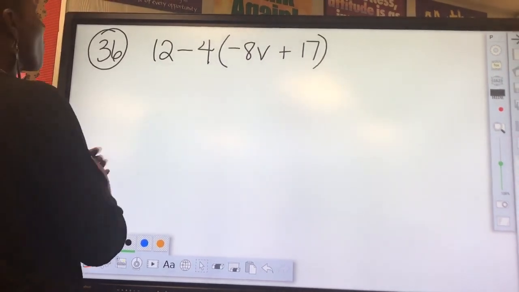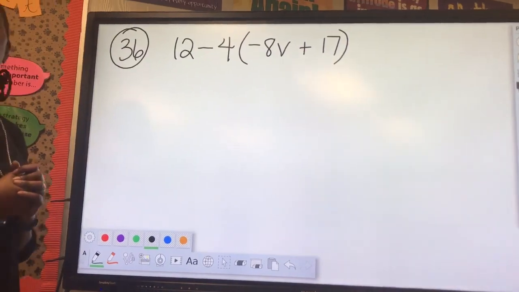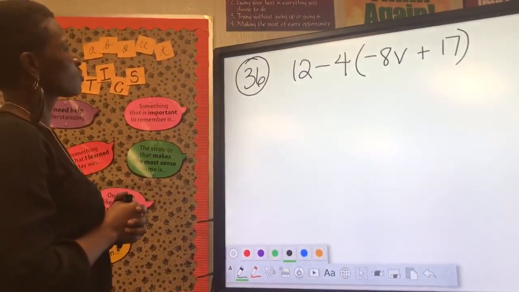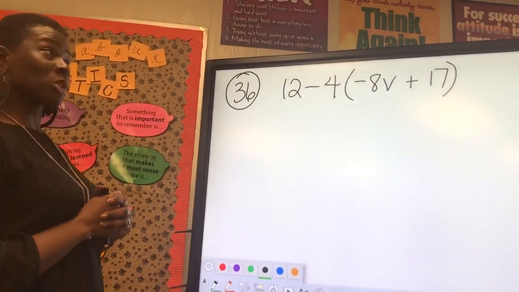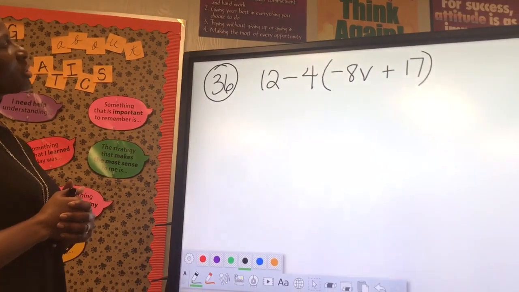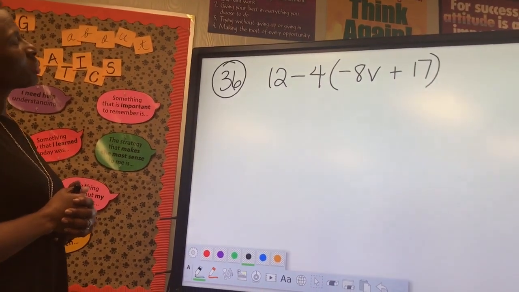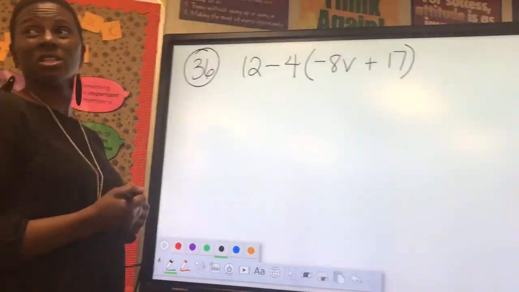So what do we got? We don't have to break up that parentheses. Can we break the 17 down? You could break it into a 10 and a 7 if you want to. We could do that, because I don't know what 4 times 17 is. Yeah, me either. So let's do it.